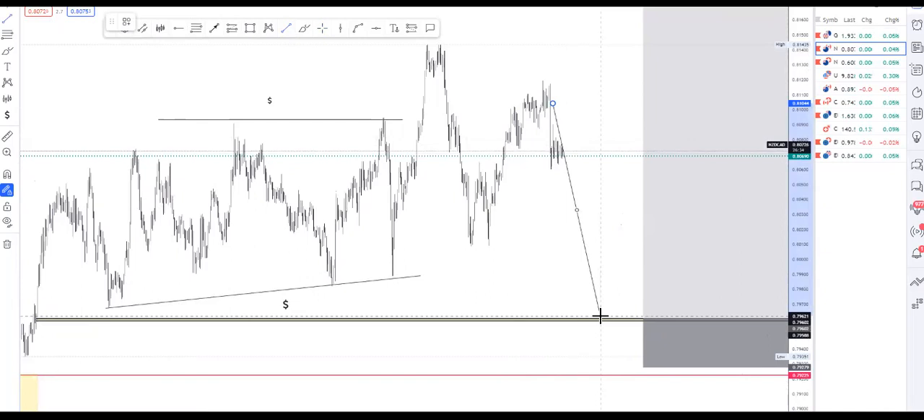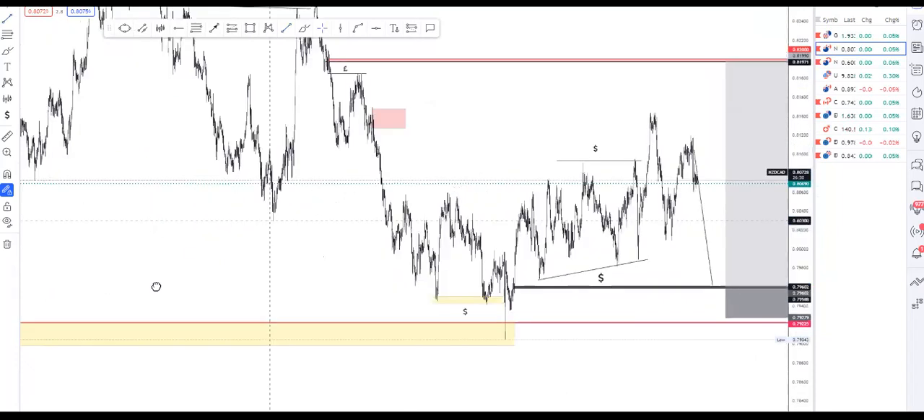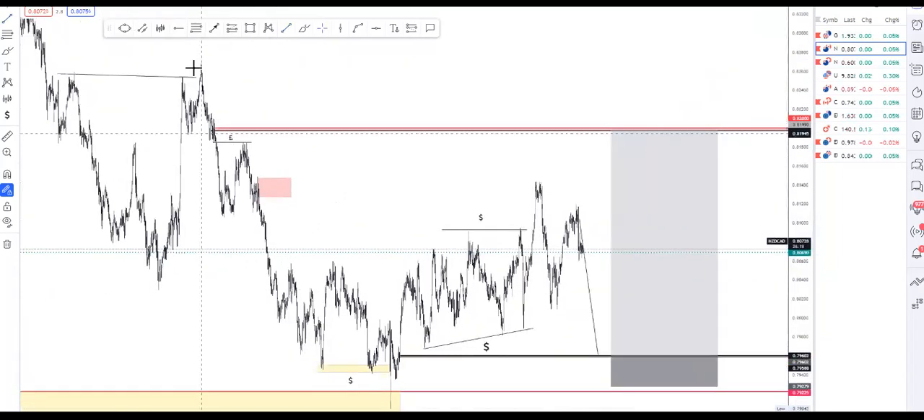Okay, we can continue. So anticipating price to come back down here this week to mitigate this order, take out all this liquidity around here, and then I'll be looking for a buy to this area, another institutional play right here. This I'll be looking for price to drop.